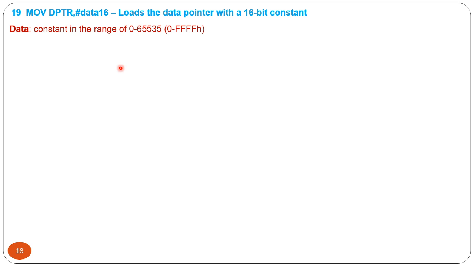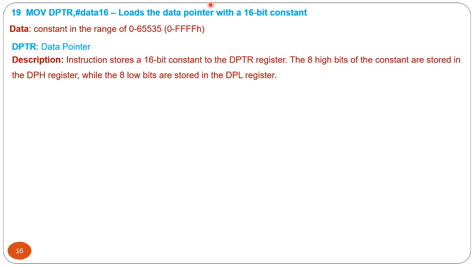MOV DPTR comma hash data 16-bit. Load the data pointer register with a 16-bit constant. A 16-bit constant may range from 0 to 65,535, or in simple hexadecimal, 0000H to FFFFH, where DPTR is nothing but the data pointer register.